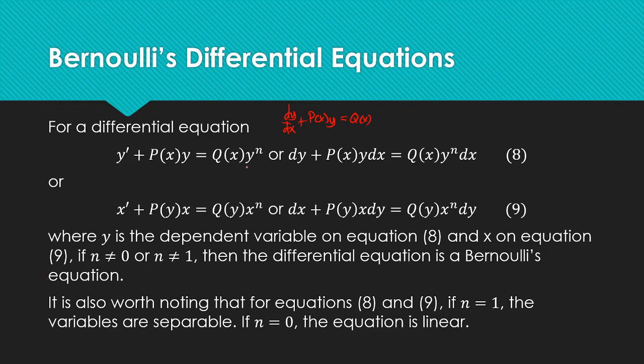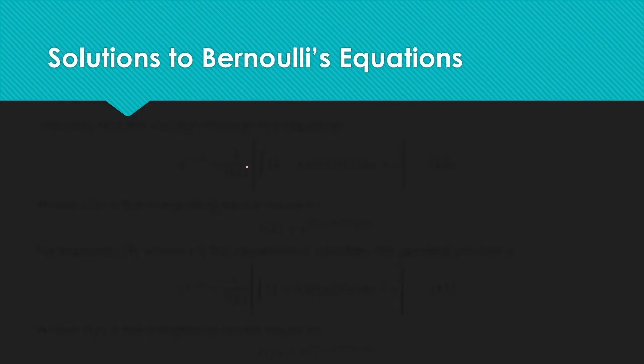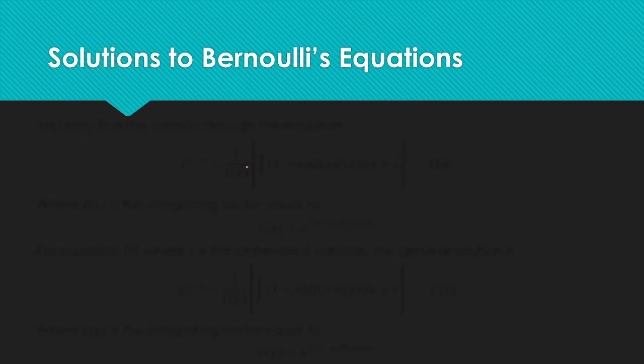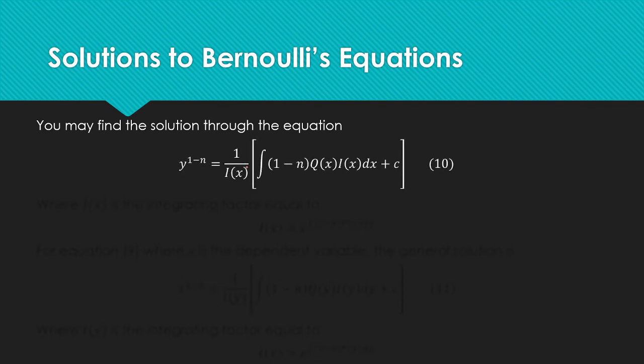Now, ano naman yung solution to Bernoulli's equation? So, katulad nung sa differential equation natin na linear, meron din tayong general solution for that. So, to find the general solution of a Bernoulli equation, it is given as y raised to negative 1 minus n is equal to 1 over I of x times the integral of 1 minus n q of x I of x dx plus c.